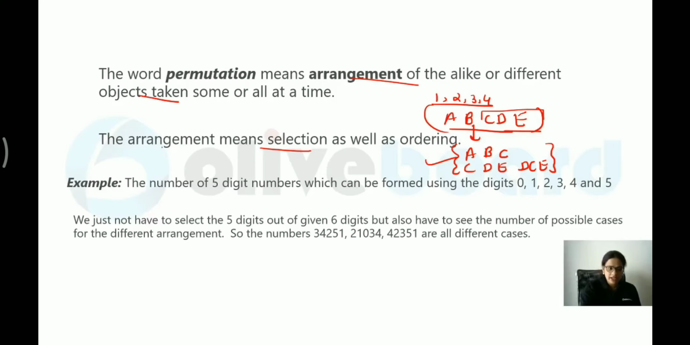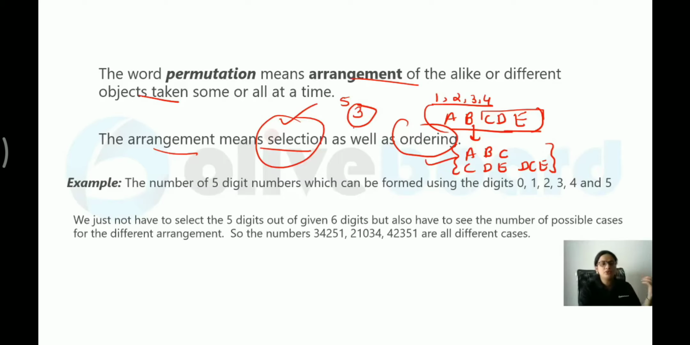So the arrangement means there are two things. One, you have to select, plus you have to order them. Now why is it told this way? Because when we do combination, you will realize they will just ask you to select. A combination question will say out of 5 letters you have to select 3 letters. Select 3 means you have to do the combination. When they say arrange the 3 letters, it means you have to do selection plus ordering also. I hope all of you must have understood the meaning of permutation.